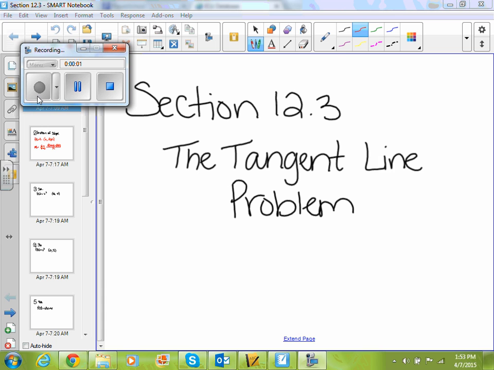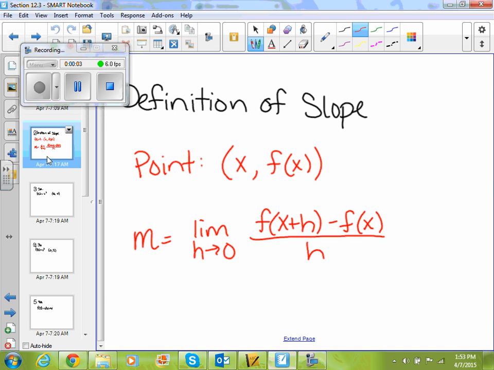Equation 12.3, which is our first introduction to calculus. So we're going to start by looking at the definition of a slope, the calc definition of a slope.